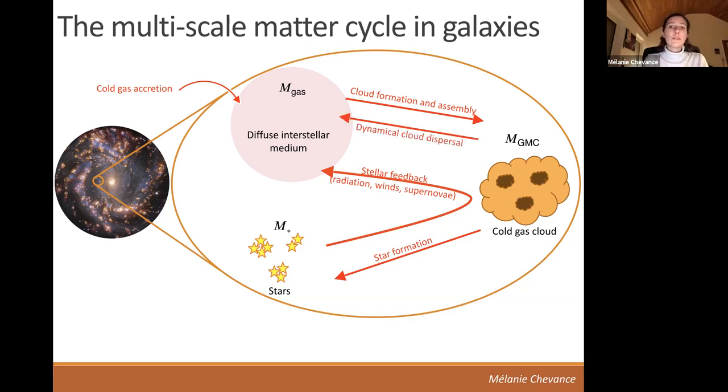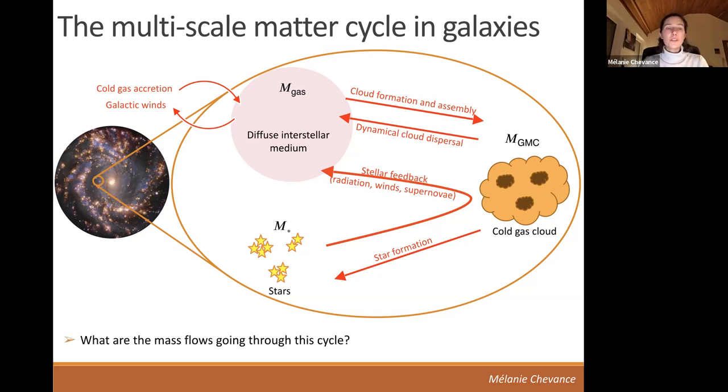But clouds can also be dispersed dynamically without forming stars, and you can potentially have several iterations here between the diffuse interstellar medium and the cold, dense gas before forming stars. Under the influence of this stellar feedback, galactic winds can be ejected from the galaxy and matter can be ejected back into the intergalactic medium.